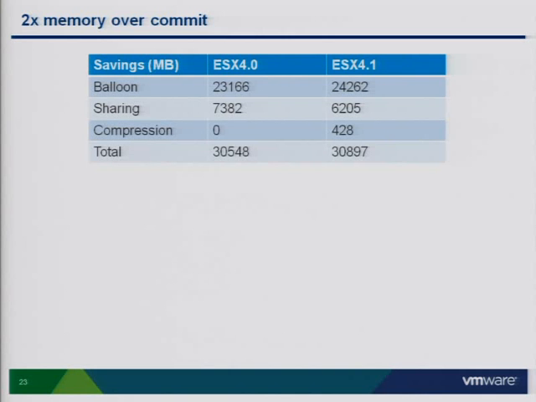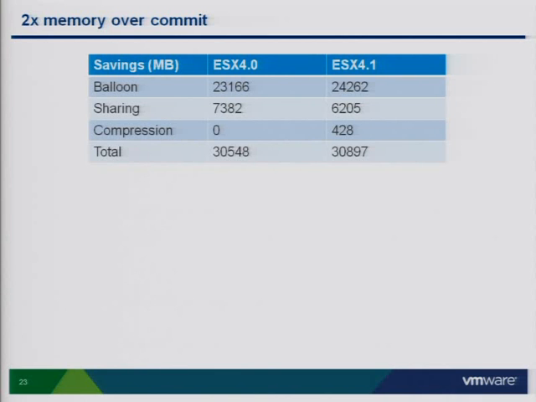And in ESX 4.1, we have a new feature called memory compression. So basically what we do is just before we swap a memory page out onto the disk, we actually try to compress it to at least half its size. And then if you look at the total of all the savings that we were able to achieve, ESX 4.0 was about 30.5 gigabytes, and in ESX 4.1, it was about 350 megabytes more.